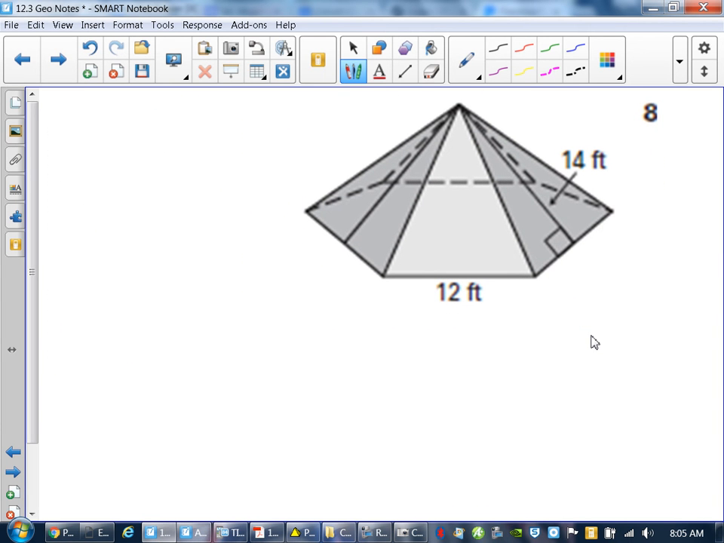Okay? Don't even try to draw this. I'm trying. That is a hexagon-based pyramid, I forgot what they're called.